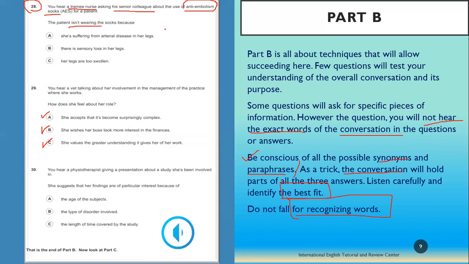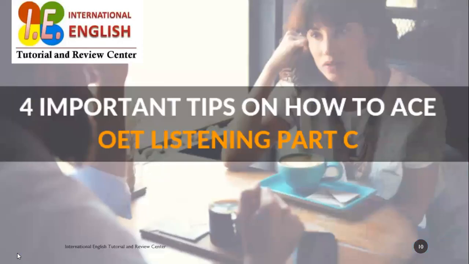C, her legs are too swollen. So quickly read that, and then once the recording starts, you don't need to keep looking at the question, or the choices. You only get confused. Concentrate and focus on the conversation, and then you decide for the answer after that. Okay, now these are the 4 important tips on how to ace OET listening.